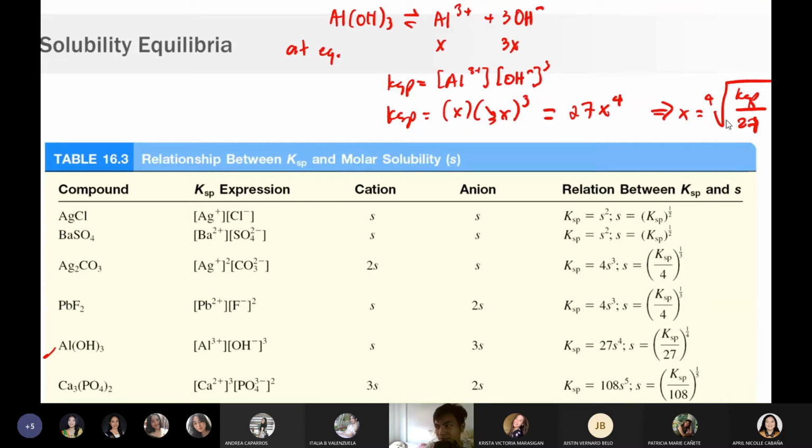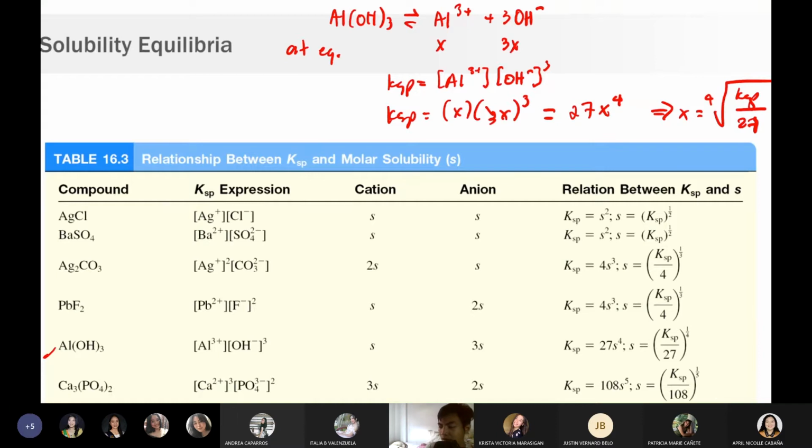So yan lang. Shortcut, pwedeng kahit ganito na lang. I-recognize mo lang kung 1 to 3 yan, 1 to 2, o kaya 1 to 1. Okay? So dun mo malalaman yung corresponding equations mo. And lastly, we have the 3 to 2 ratio. Tatlong cations, dalawang anion, or vice versa. If that's the case, kapag 3 to 2 yung ratio nila, you can calculate for the molar solubility as the fifth root of Ksp divided by 108.